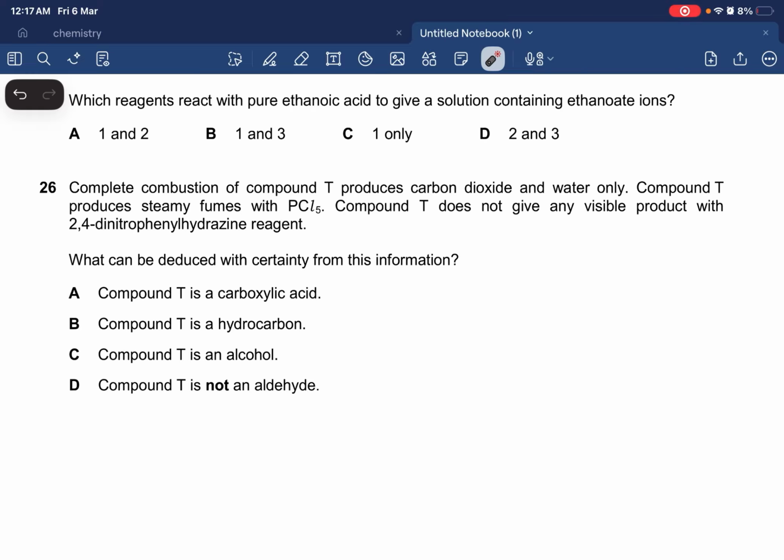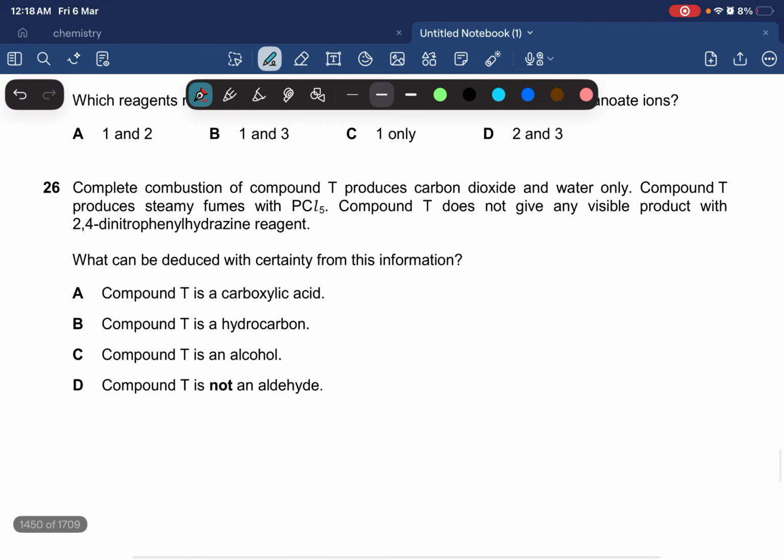Certainly from this information, complete combustion gives carbon dioxide and water only. If we think about an alcohol for a second, complete combustion gives carbon dioxide. What can be deduced with certainty from this information? It is not an aldehyde. I personally think that the last line is telling me 100% that it's not an aldehyde. So I'm going to go with option D.